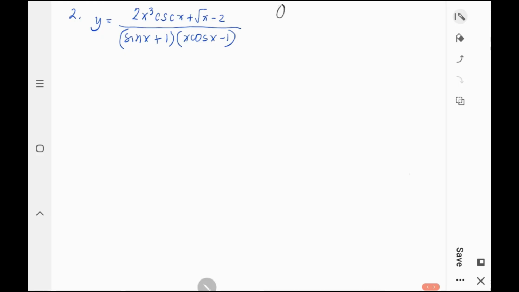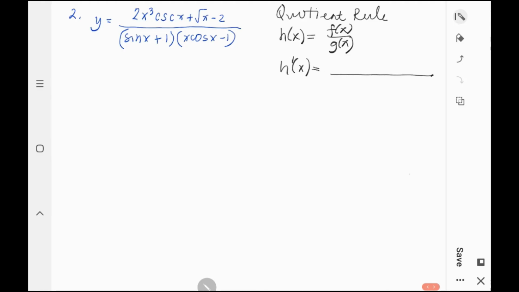So we have the quotient rule. Suppose you have h of x which is equal to f of x over g of x, provided g of x is not equal to 0. So you have h prime of x is the following. This is the denominator and f is the numerator. So you have to copy the denominator and then square it.